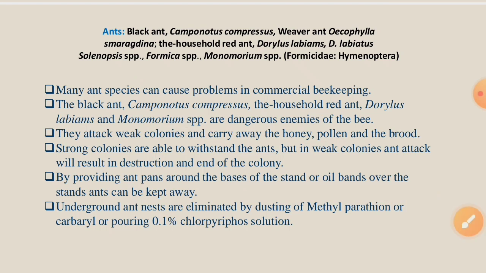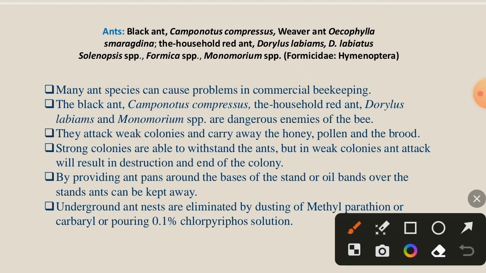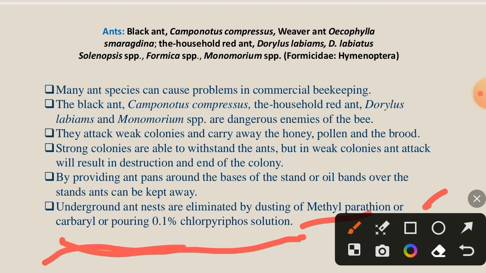Underground ant nests are eliminated by dusting methyl parathion or carbaryl or pouring 0.1% chlorpyrifos solution. So as I have told you, you have to remove the infested ant regions. That is, it may be on the plant. If it is on the plant, you have to remove the branches with excess infestation, or you have to spray the chemical on the branches, or you have to eliminate the ant colonies or ant nest inside the soil. So by dusting methyl parathion or carbaryl or pouring 0.1% chlorpyrifos solution, you can eliminate those colonies.